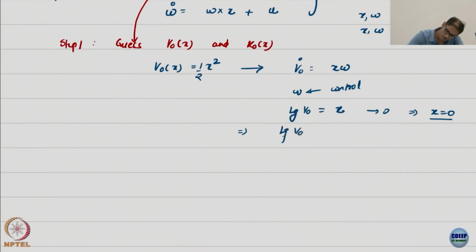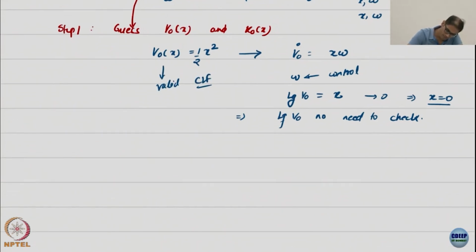LF V0, no need to check. It's trivially true. Such cases are a little bit weird to deal with, but they are okay. That's not a problem, because essentially you are saying x will be 0 if the control vector field is 0, and that is the equilibrium anyway. So you don't need to go anywhere else. You are done. That's the logic. So this is a valid CLF. What about K0x?